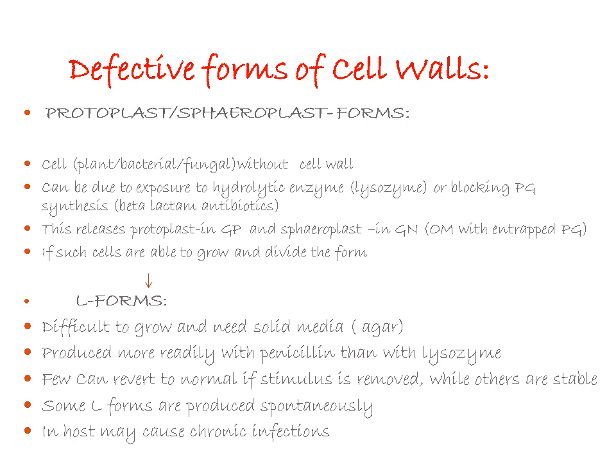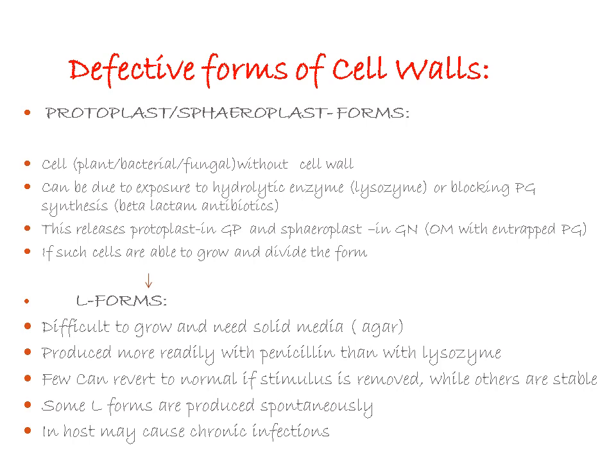Now coming to the defective form of cell walls. What are they? They include protoplast, spheroplast or L forms. These are the cells without a cell wall. They can be formed due to exposure to hydrolytic enzymes like lysozymes or by blocking the peptidoglycan synthesis, which can be done with the help of beta-lactam antibiotics like penicillin, cephalosporins, carbapenems. This releases protoplast in case of gram-positive and spheroplast in case of gram-negative organism.